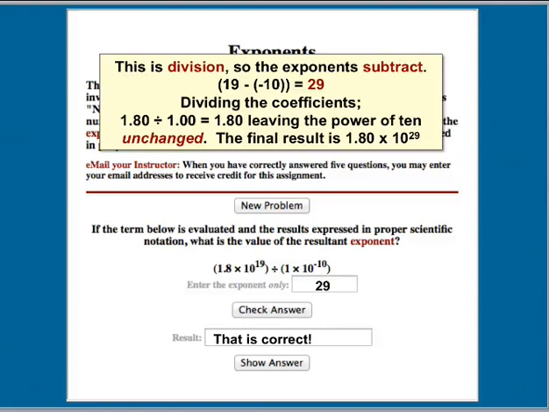Another thing that pops up, since I'm not really your instructor, but when you do five of them and you get them right, a little box will pop up down here that will let you send your instructor an email. So you could type in your instructor's name, email address. It will send a message to the instructor saying that you have successfully completed X number in the exponents. All right.